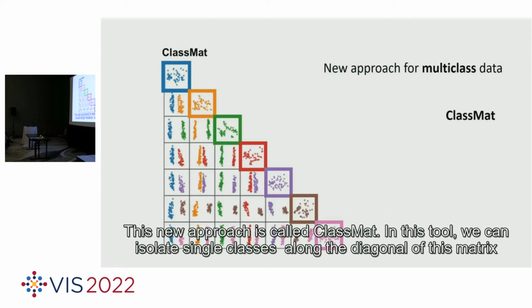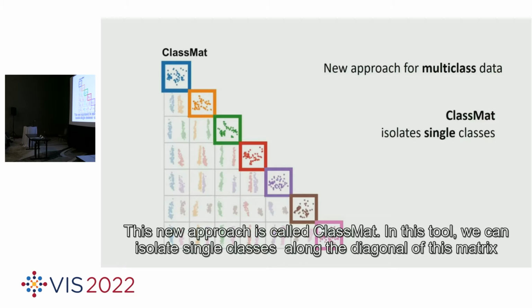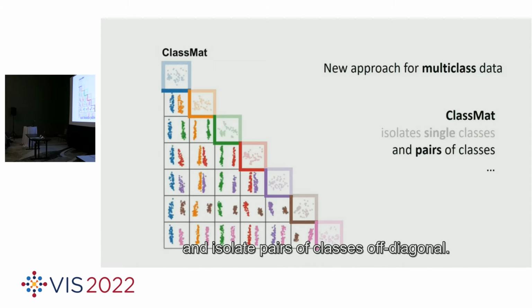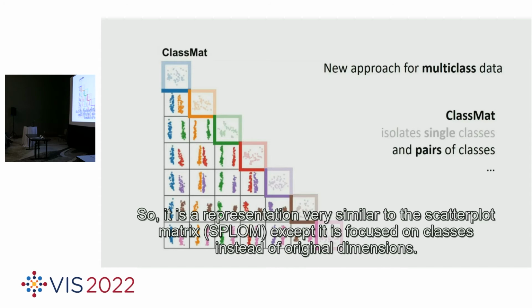This tool is called Classmate, and in this tool we can isolate single classes along the diagonal of this matrix and isolate pairs of classes off diagonal. So it is a representation which is very similar to the scatterplot matrix, except it is focused on classes and pairs of classes instead of original dimensions.